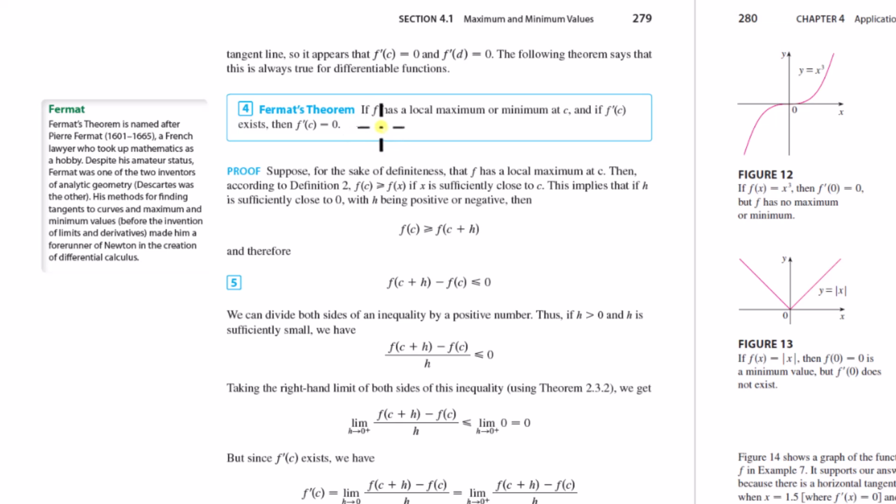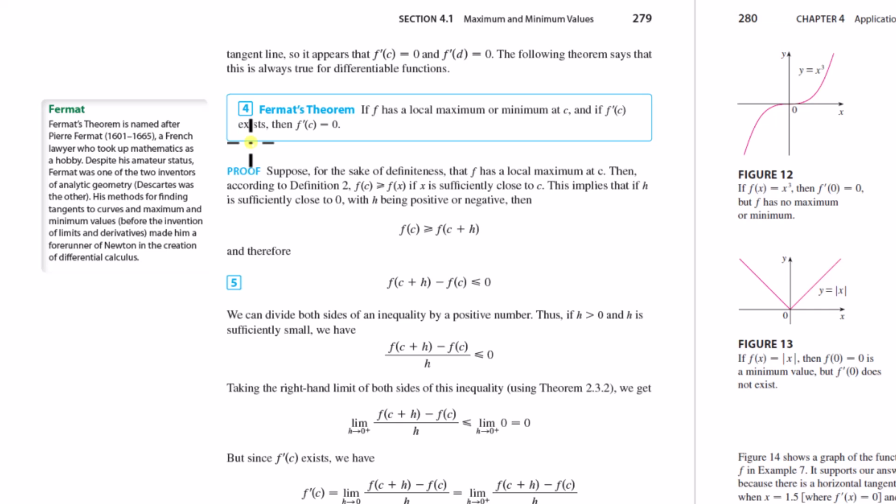So what they're saying is if we have a local maximum or minimum, which remember could also potentially be global as well, it could be both local and global. If f has a local maximum or minimum at a point c, and if f'(c) exists, then f'(c) is equal to 0. Okay? Now, they specify that f'(c) must exist because we're going to talk about this, but remember we saw an example where we could have a local max or min, but the derivative doesn't exist.